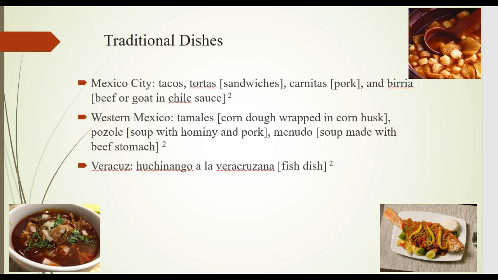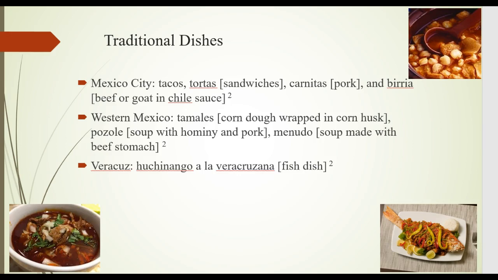In the western region of Mexico, tamales, which are corn dough that is wrapped and cooked in corn husk, is very popular. And I think tamales, they're very well known here in the United States. Tamales can include a protein. They can be just the corn dough that has been cooked, or you can include cheese in them.